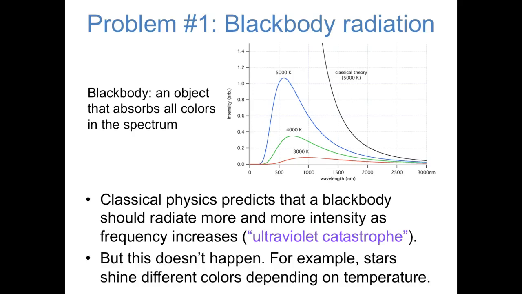Just to be clear, the ultraviolet catastrophe does not actually happen. The ultraviolet catastrophe is the classical prediction of what would happen if classical physics were correct. But we know that an object doesn't radiate an infinite amount of energy at high frequencies. For example, if you look at stars, they shine at different colors depending on their temperature. So we know that real blackbodies actually have a peak radiation that depends on their temperature.